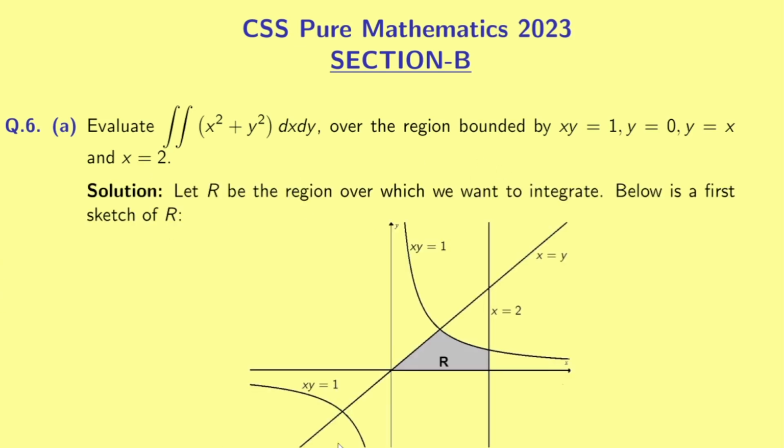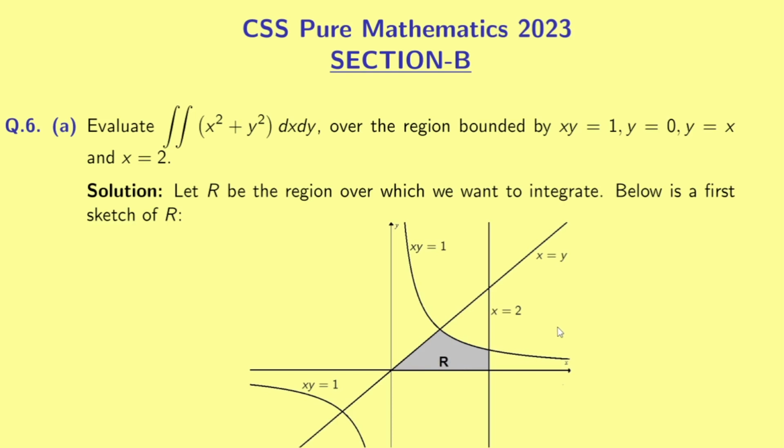So here we have the region. Here we have the curve y equals x, this line here. We have the vertical line x equals 2. We have the horizontal line y equals 0, which is just the x-axis. And we have this hyperbola, which is the curve xy equals 1. So the region over which we want to integrate is this gray region here, which I call R.